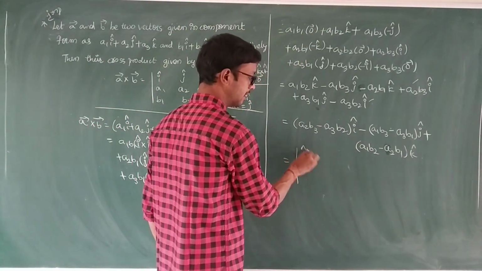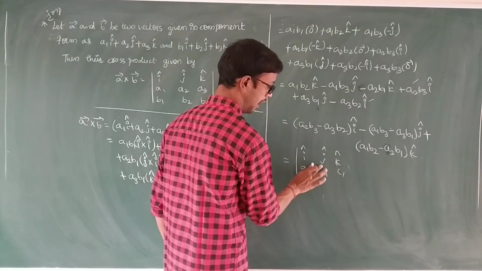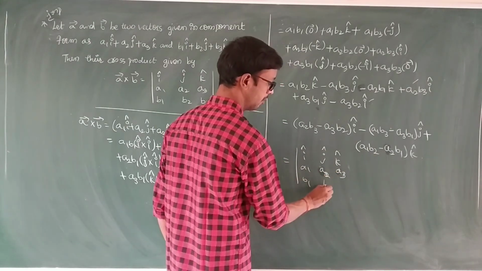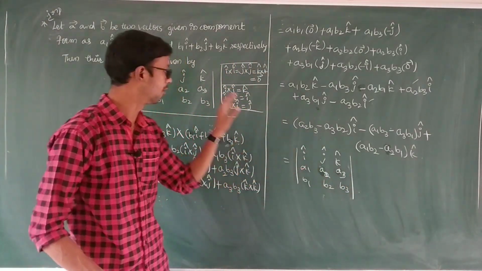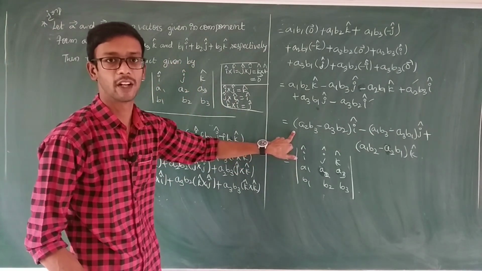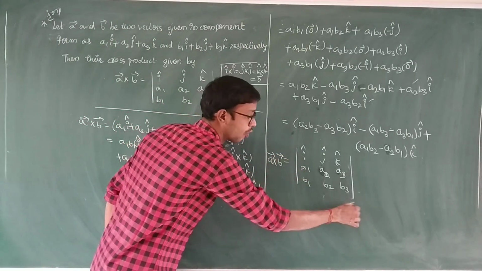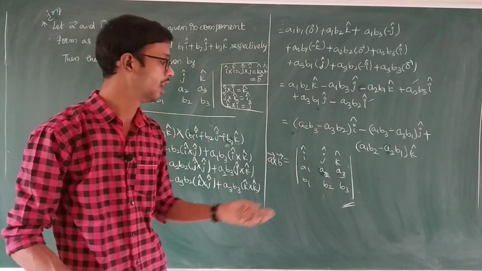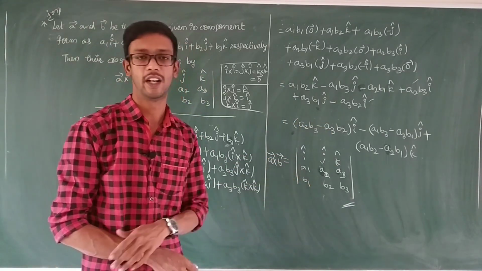This one only I am writing as the determinant: i cap, j cap, k cap, A1, A2, A3, B1, B2, B3. Why, sir? If you do the determinant simplification properly, you will get this answer. Compulsorily you will get this value. So directly, this is A bar cross B bar. Questions, if asked, most probably they are asked in component form only. If component form is asked, you can directly solve by using the determinant concept.